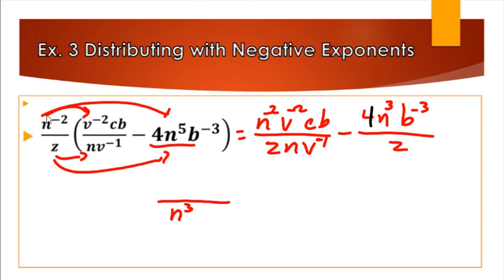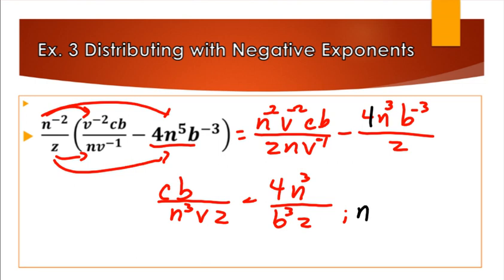V to the negative 2nd minus a negative 1, be v to the negative 1, so that has to be on the bottom. C stays on top, b stays on top, and z stays on the bottom. Minus, we have 4 in the numerator, n cubed, b cubed has to go to the denominator, and then we have z. Then our variables in the denominator, n, v, z, and b all cannot equal 0.